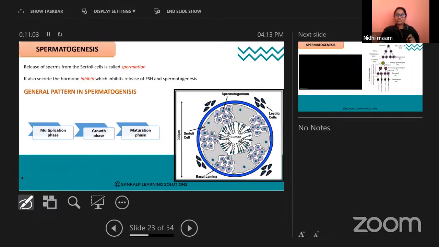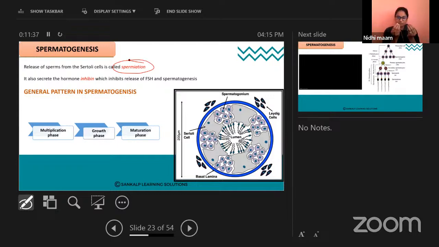Yeah, the most interesting concept, spermatogenesis. So in spermatogenesis we have three phases. ಒಂದು ಮಲ್ಟಿಪ್ಲಿಕೇಶನ್ ಫೇಸ್ ಅಂತ ಹೇಳ್ತೇವೆ, ಎರಡನೇದ್ದು ಗ್ರೋತ್ ಫೇಸ್, ಮೂರನೇದ್ದು ಮೆಚುರೇಷನ್ ಫೇಸ್ ಅಂತ ಹೇಳ್ತೇವೆ. So along with nourishing the sperms, the Sertoli cells, along with providing nutrition to the sperm, are also involved in a process called spermiation.